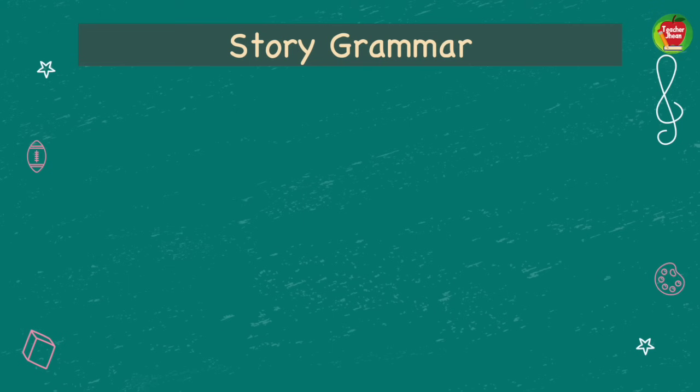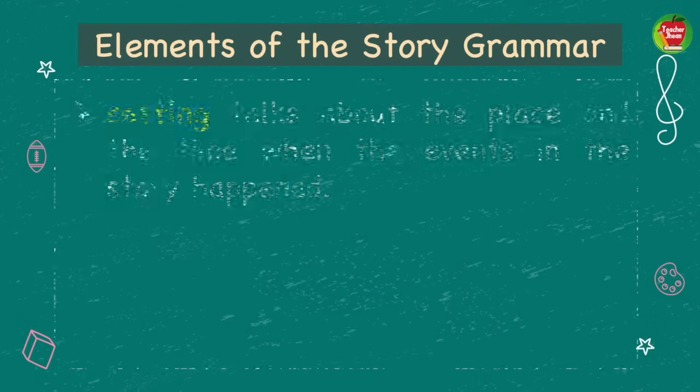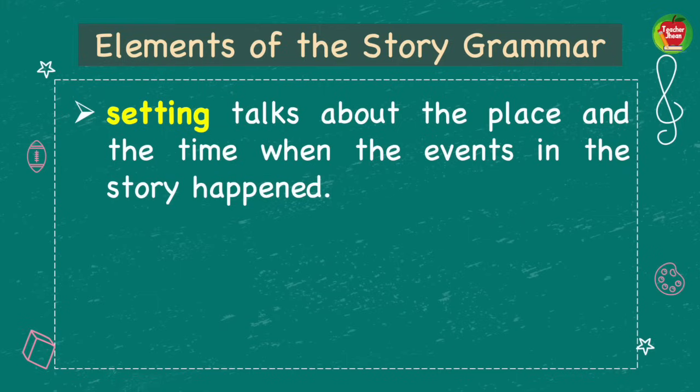Now, what is a story grammar? Story grammar is a way to understand and analyze the structure of a story. It helps us identify the important elements and how they fit together to create a complete narrative. Here are the elements of the story grammar. The first one is the setting. It talks about the place and time when the events in the story happen.